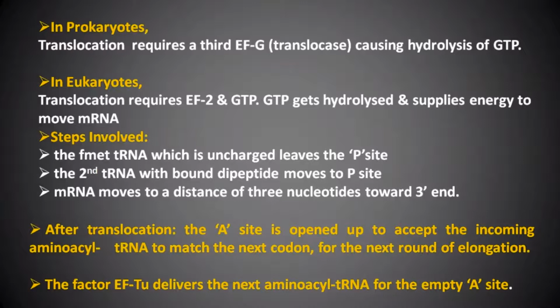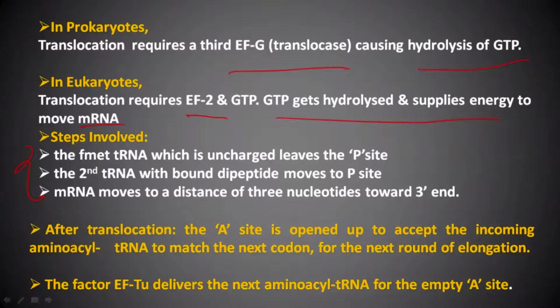Translocation requires a third factor, EFG, that is translocase, causing hydrolysis of GTP, whereas in eukaryotes it requires EF2 and GTP. So GTP gets hydrolyzed and supplies energy to move the mRNA. The steps involved I have already discussed.